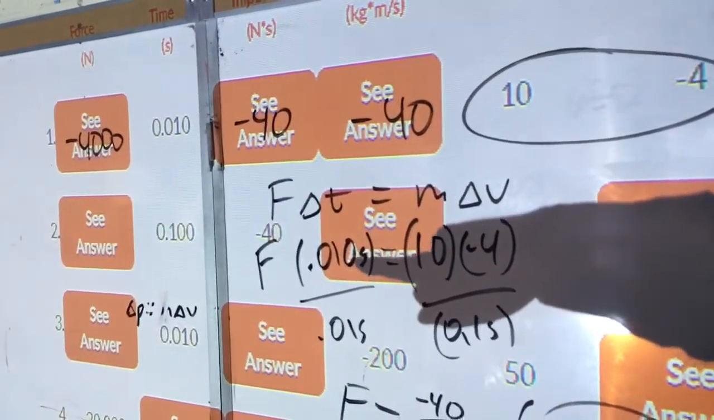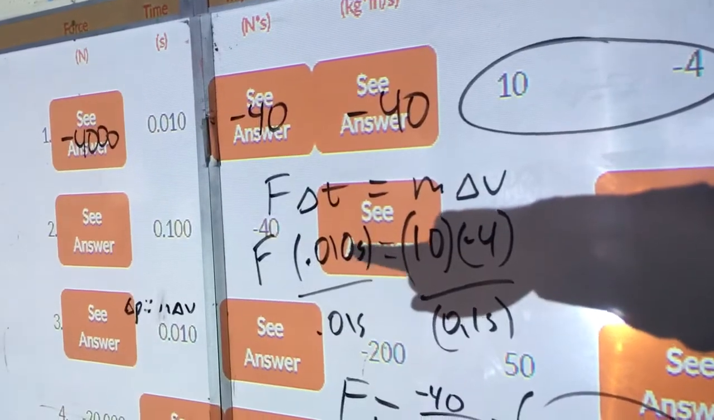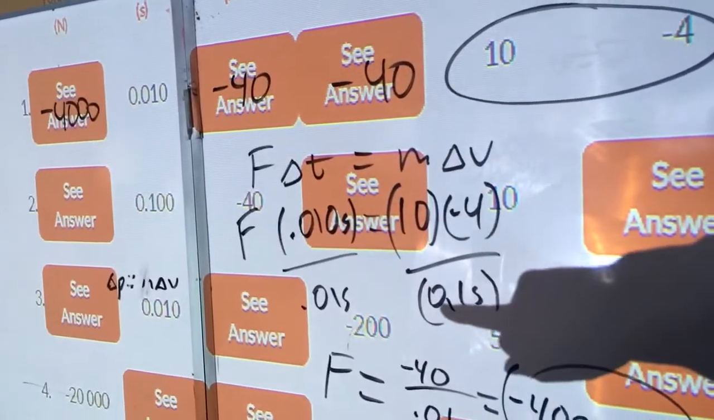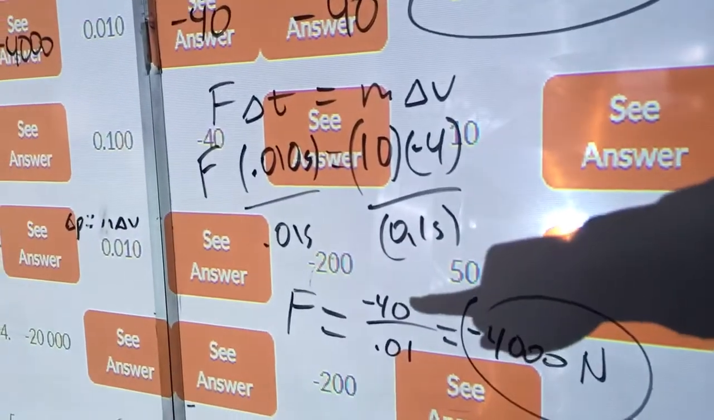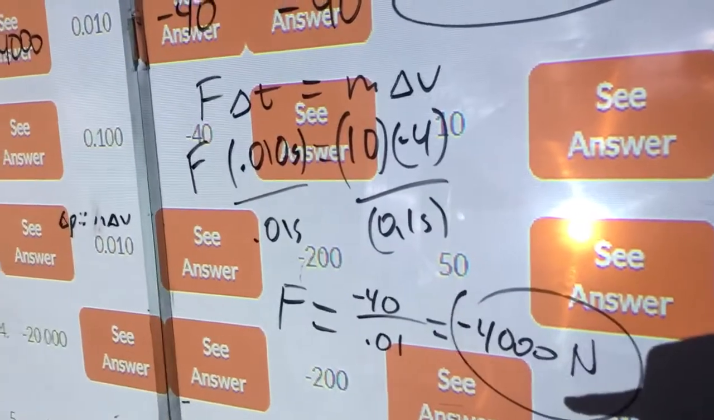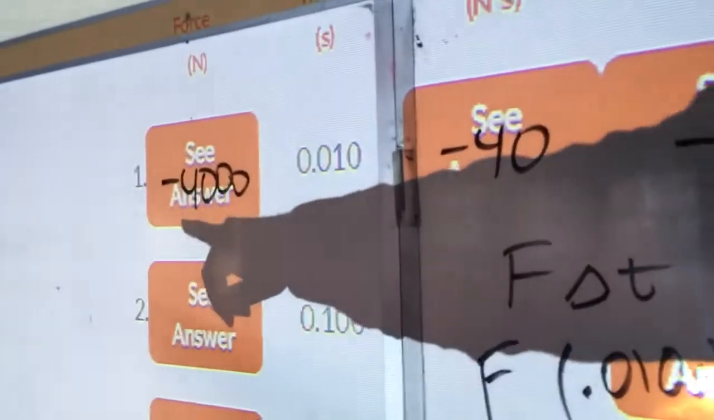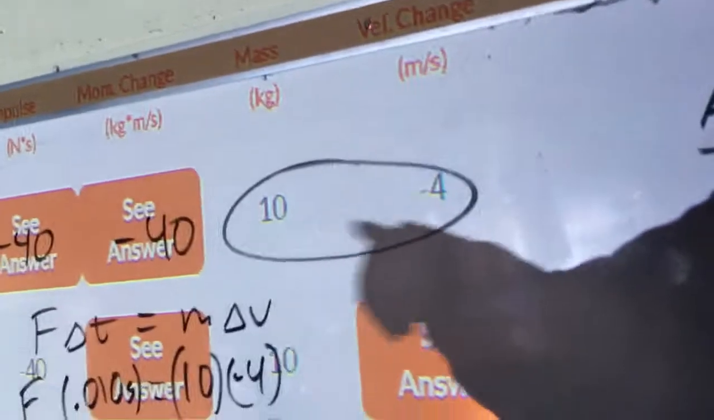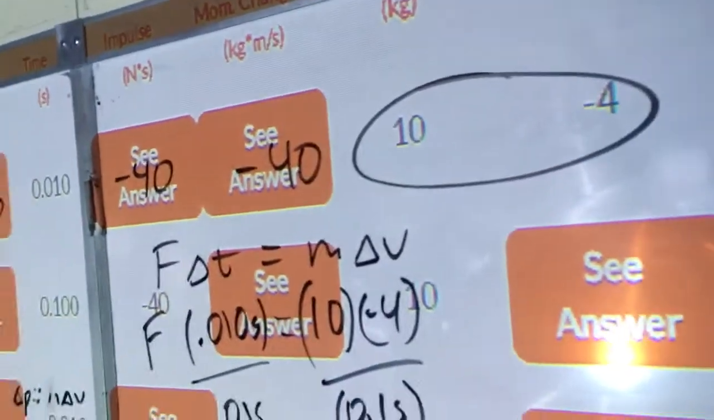Now, if we want to solve for the force, we need to isolate force, so that means dividing both sides by 0.01. So we do that to both sides, and we end up with negative 40 divided by 0.01, which is negative 4,000, and that is the force. It's in newtons, and we would plug that in there. And if you click on See Answer, it'll tell you that's what the answer is. And then you can use that times this to figure out the impulse. Negative 4,000 times 0.01 is negative 40. We can also figure out the change in momentum right here, negative 40. So like I said, they're equal.